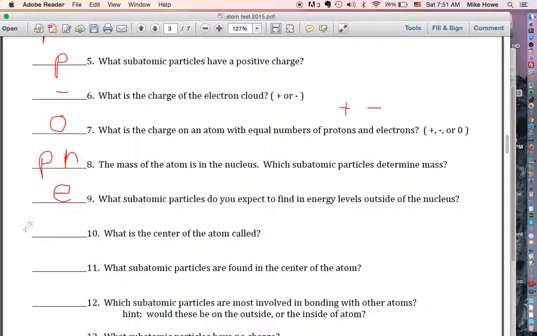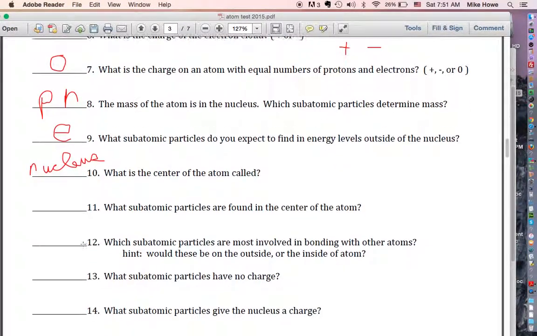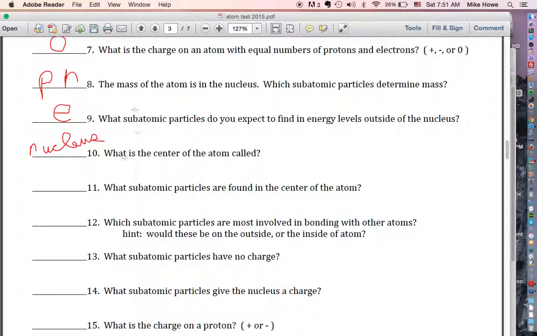So what is that center of the atom called? The answer is in number 9. The center of the atom is called the nucleus. And the subatomic particles that are found in the nucleus, again, see number 11 is really the same question as number 8. It would be protons and neutrons.